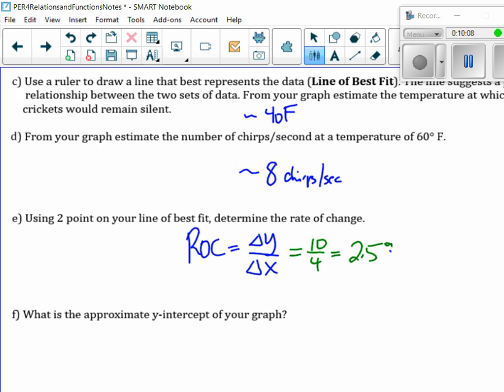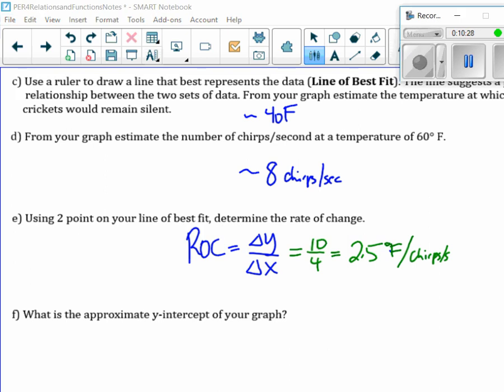I guess it's degrees Fahrenheit per chirps per second. 2.5? Did you get something close to 2.5? You got 3? Yeah, something close. You didn't get like 10 or anything like that. If you got 10 or something, then I would say we're a little off.